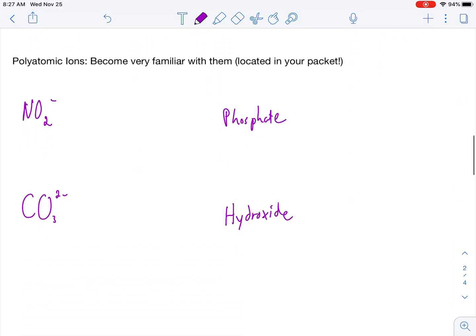Now, polyatomic ions. So for ionic compounds, instead of being monatomic, I could have polyatomic, meaning things that have multiple atoms bonded together that also have a charge. It says here, become very familiar with them in your packet. I have said this so many times, it's almost worth memorizing them. We're going to use them all year long. There's not too many to memorize. It's kind of what I would do. This thing right here, I know it because I've seen it so many times.